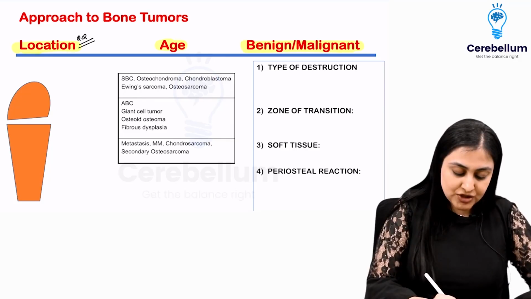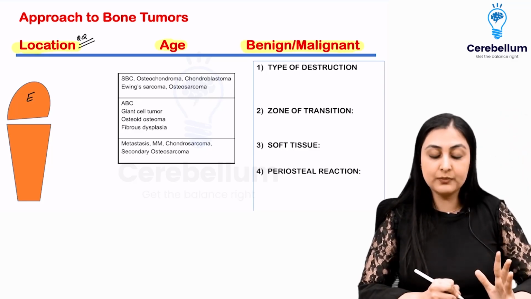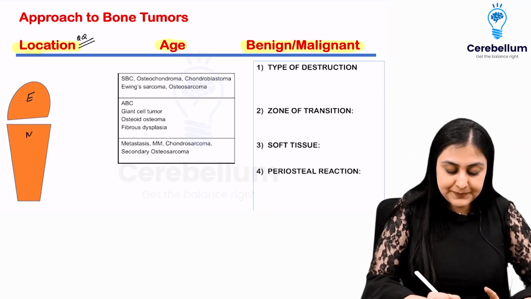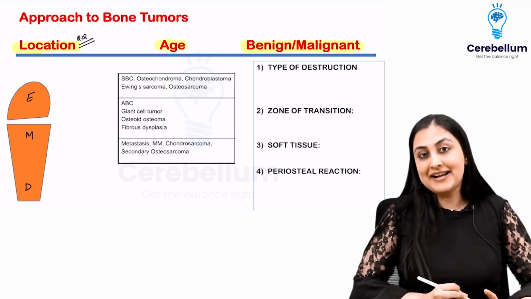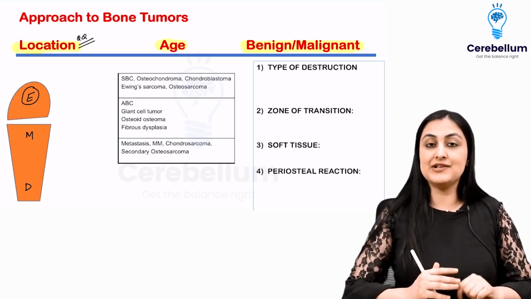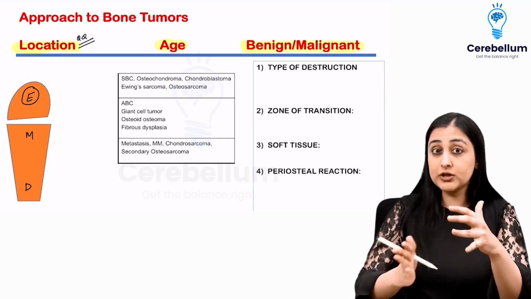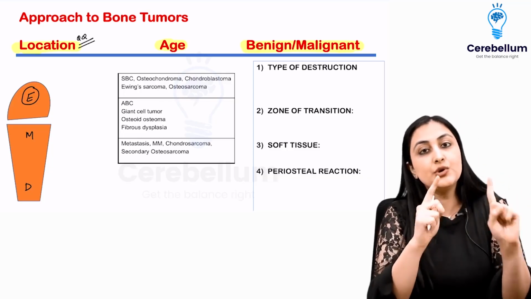So when I say location, there are three main parts. We want to see in the longitudinal plane of the bone whether it's in the epiphysis, in the metaphysis, or in the shaft, which is the diaphysis. Now epiphysis would be the end of the bone, right? So you want to see whether the bone tumor is reaching up to the end of the bone, the joint surface, or not.